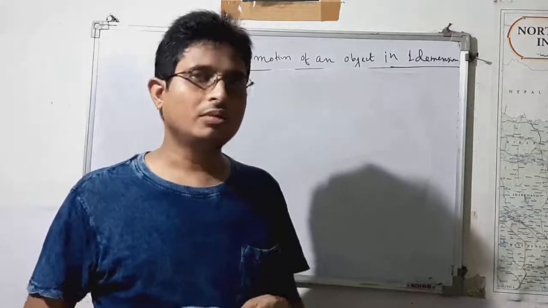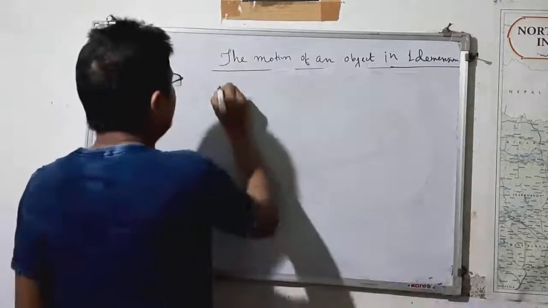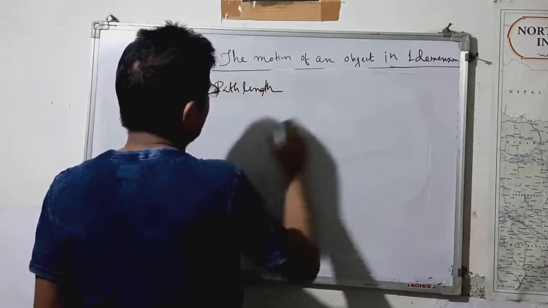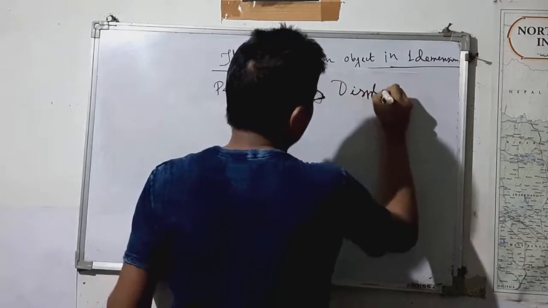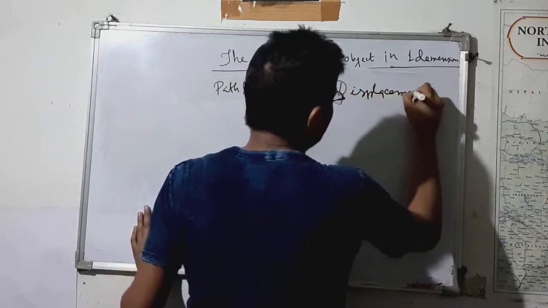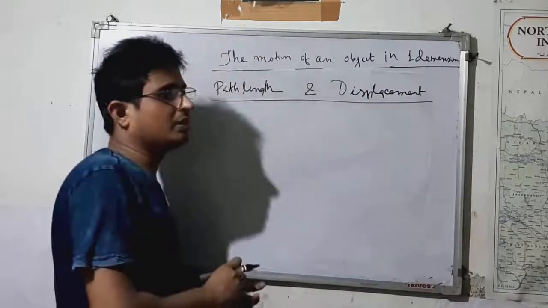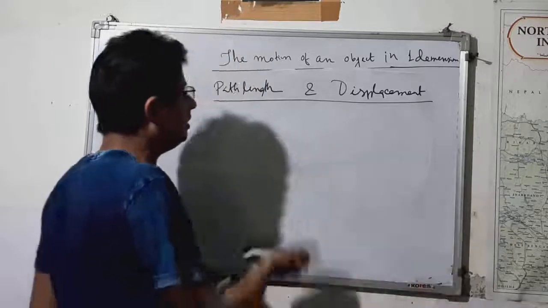Now we will understand some other concepts like path length and displacement. These two concepts are very important to understand the motion of an object. At first, we will understand the path length.